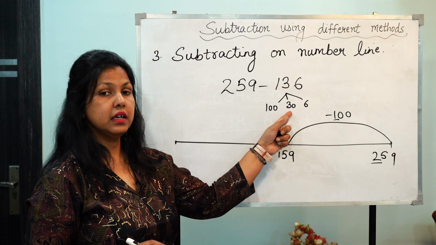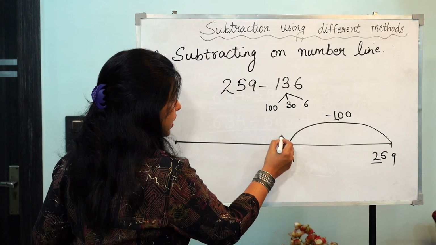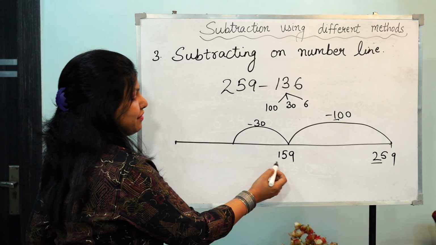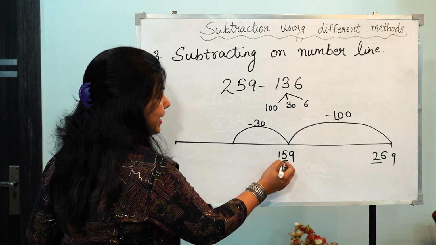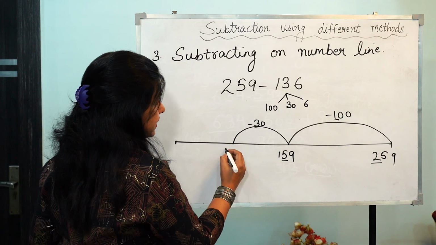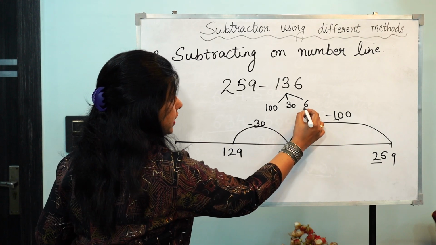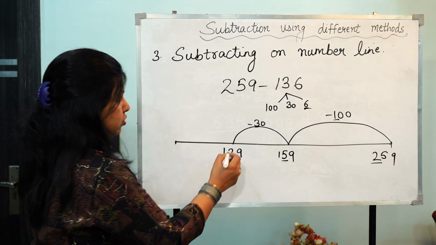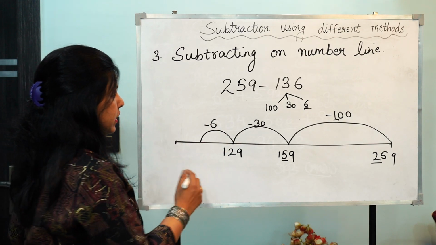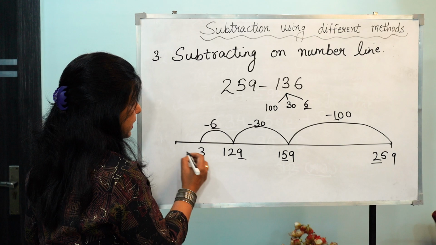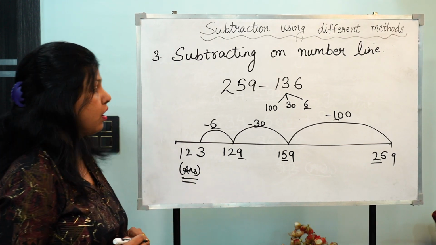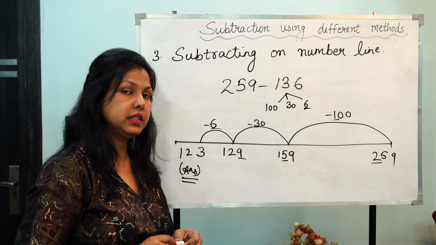Now what I have to subtract? I have to subtract 30. So I'll make a smaller jump because 30 is a smaller number than 100. So 159 minus 30. So here my tens place will be impacted. What is 5 minus 3? 2. So my answer is 129. Now what next? I have to subtract 6 also. So again I make a smaller jump. 129 minus 6, 9 minus 6 will give me 3. So my answer will be 123. That is my difference of 259 and 136.